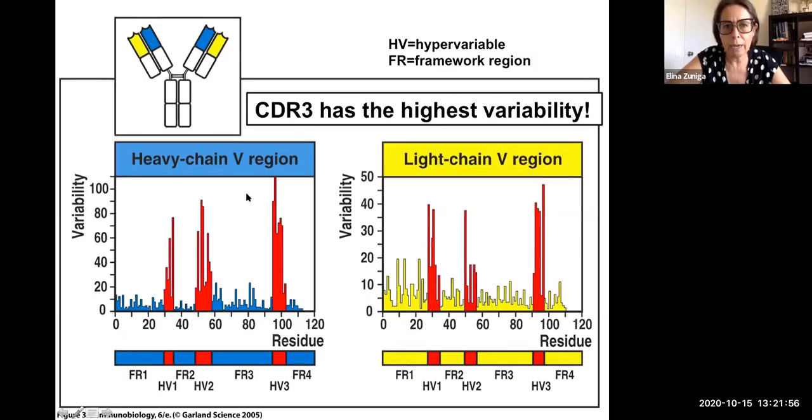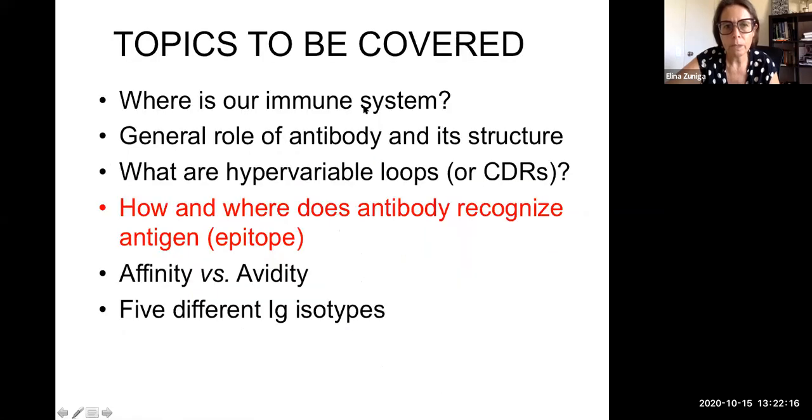Okay. Within these three hypervariable regions, the hypervariable region 3 or the CDR3 has the highest variability. And for now, you just remember that and you will understand why in the next couple of lectures, okay? I will bring it up again. Okay, any question about that?